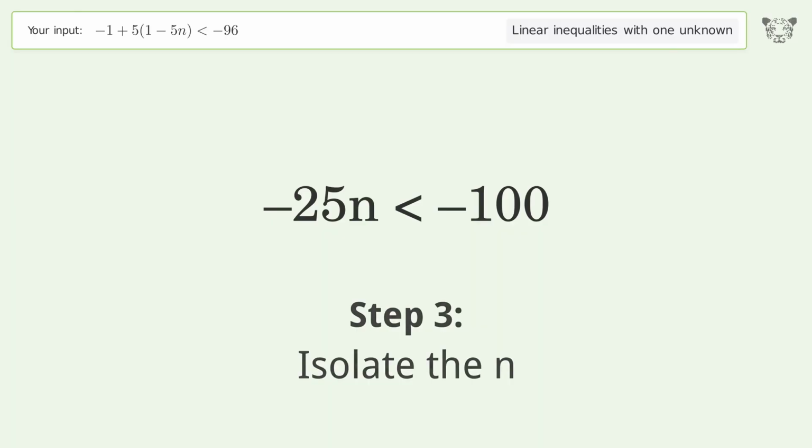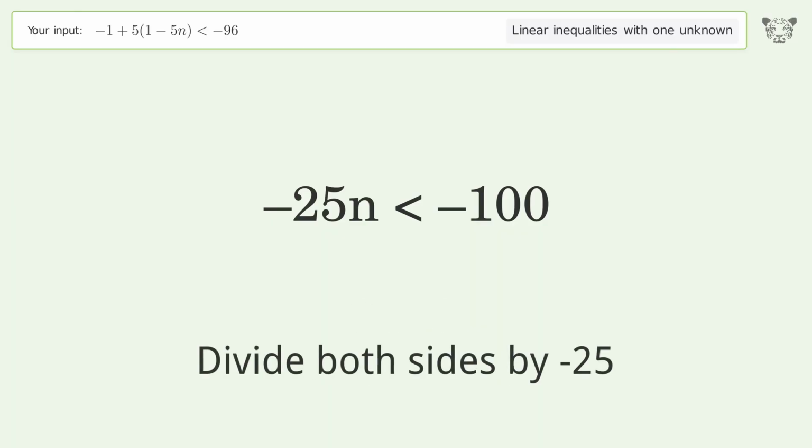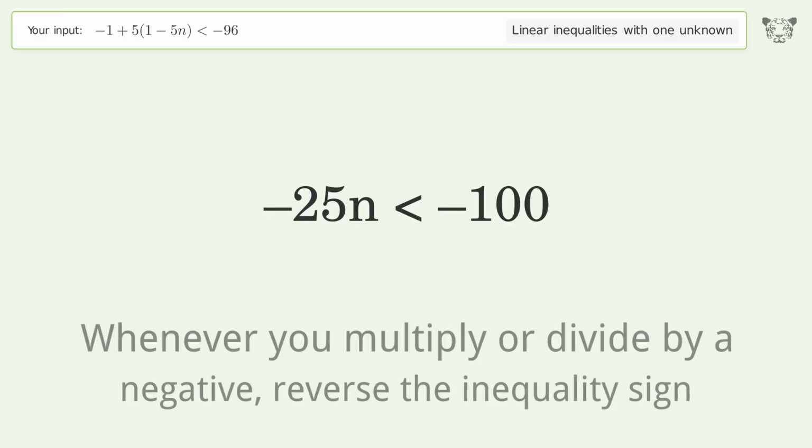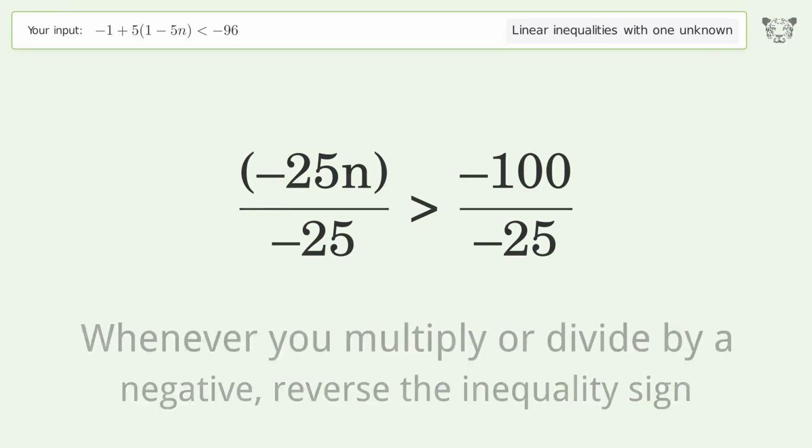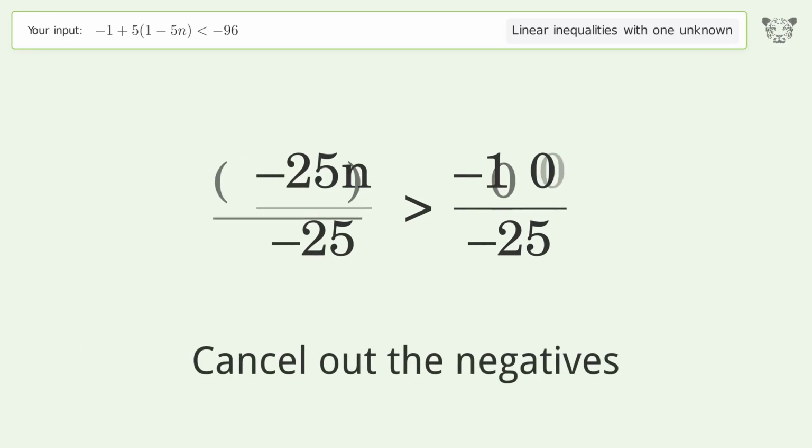Isolate the n. Divide both sides by -25. Whenever you multiply or divide by a negative, reverse the inequality sign. Cancel out the negatives.